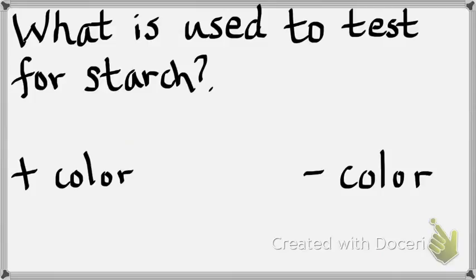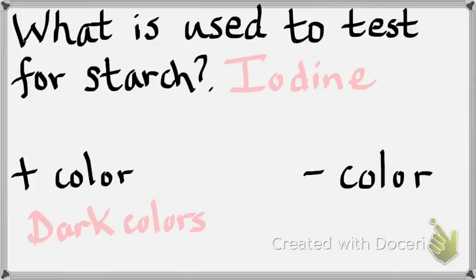Okay, I need the chemical used to test for starch. Iodine. Positive color. Dark color. Negative color. Amber. But okay, on what we use to test for starch.